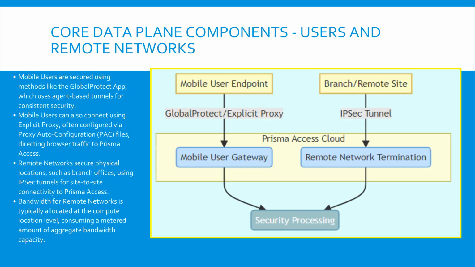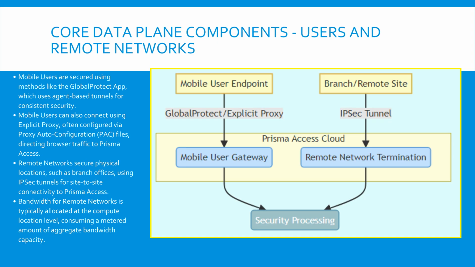Explicit proxy deployments redirect web browser traffic to Prisma Access, commonly configured using proxy auto-configuration or PAC files for secure internet access. The second major component is the remote network, designed to secure branch offices or retail locations. Remote networks establish site-to-site connectivity using industry-standard IPsec tunnels between the customer premises equipment and Prisma Access. Importantly, remote networks consume a metered amount of bandwidth, which is allocated at the level of the compute location, not the individual branch site. This architecture allows organizations to quickly onboard and secure geographically dispersed offices.